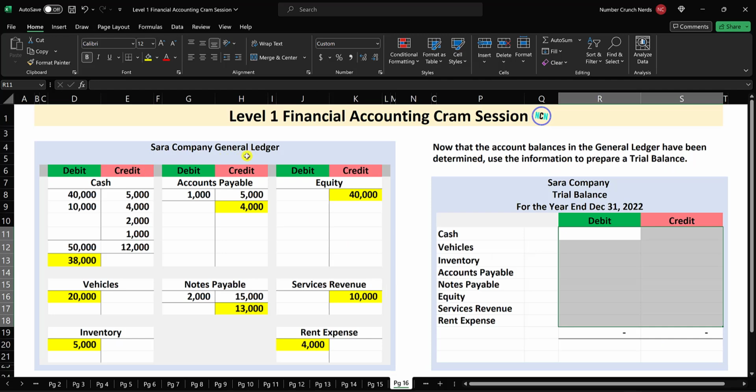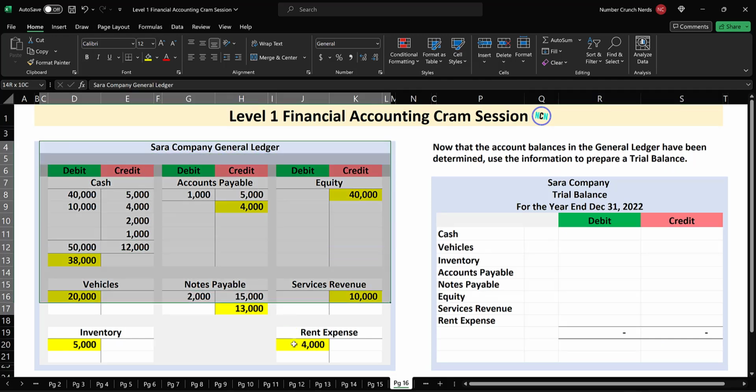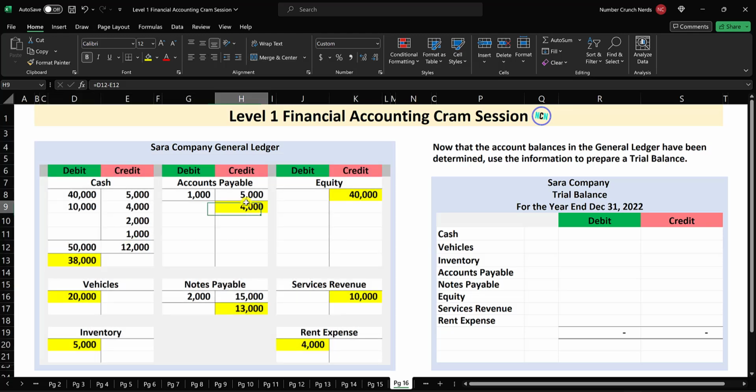Here is the general journal that we just created. This is the exact same picture from the previous page. Once you have the general journal complete, meaning you have added up all the balances and figured out what they are, you have an ending balance in each account like we have right here. Now we're going to use the account balances in the general ledger. Now that they have been determined, we're going to use that information to prepare the trial balance.